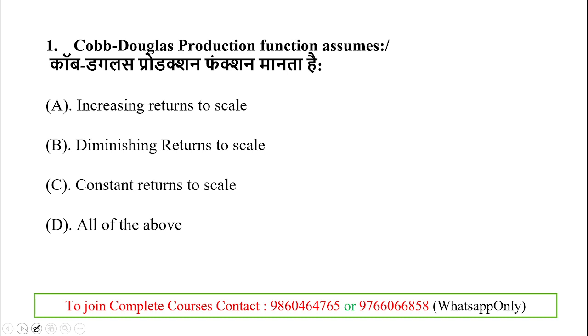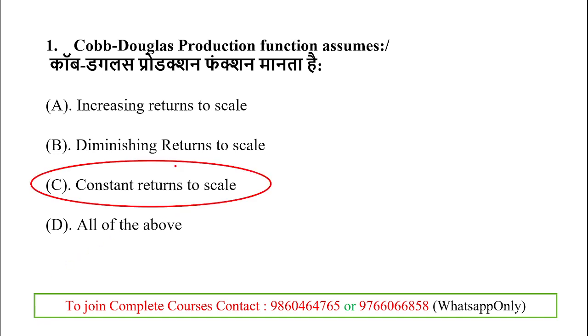First question, the Cobb-Douglas production function assumes. And here we see the three, increasing, diminishing, constant, three scales are given. But the question asks, it assumes what? And suddenly we got the answer, all of the above. But that answer is wrong. The answer is constant returns to scale. So the Cobb-Douglas production function assumes constant returns to scale. You should remember that Cobb-Douglas starts with C. So here, C for constant returns to scale.